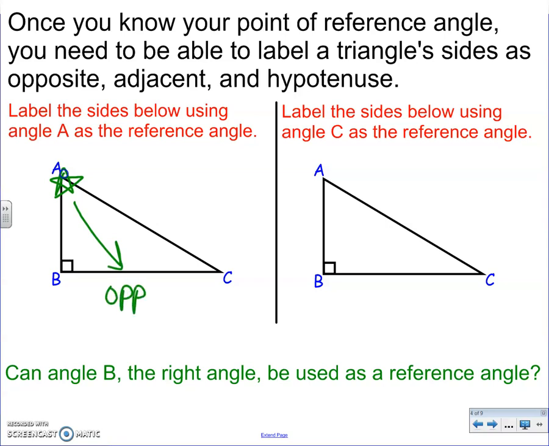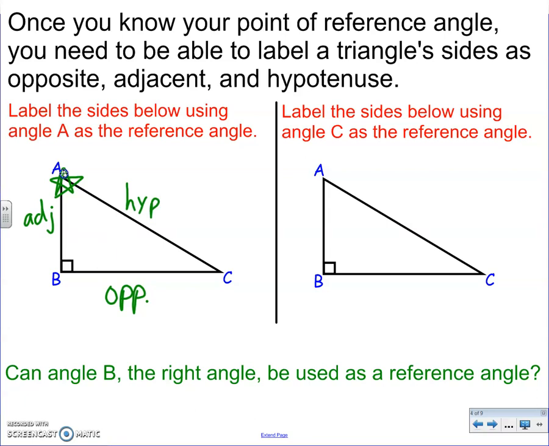I'll abbreviate as OPP. All right, what side is adjacent? Adjacent means right next to. So right next to the star is this, and that doesn't count the hypotenuse. And then the hypotenuse itself is across from 90. That is always true. So sometimes people do the hypotenuse first.